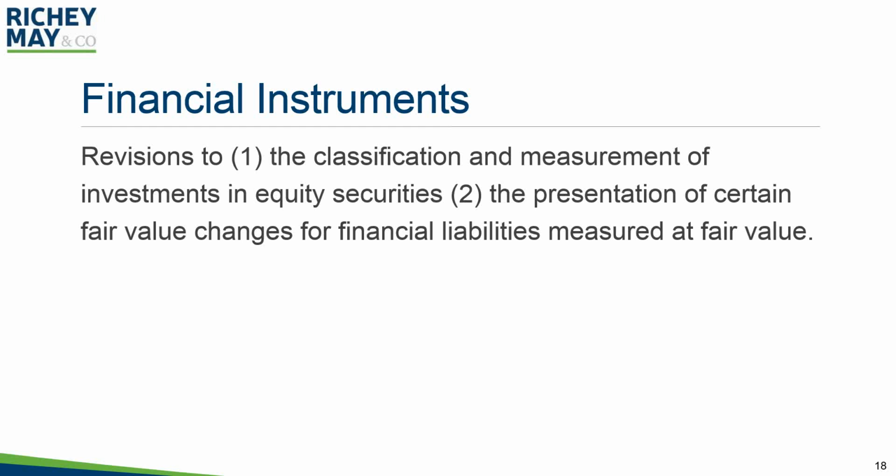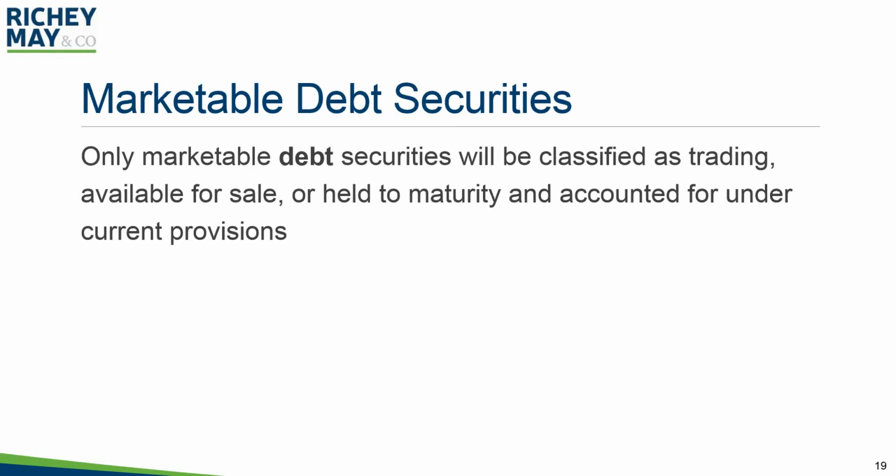So the financial instruments revisions are to, first, the classification and measurement of investments in equity securities, and then the presentation of certain fair value changes for financial liabilities measured at fair value. So marketable debt securities, only marketable debt securities will be classified as trading, available for sale, or held to maturity and accounted for under current provisions. So marketable debt securities, nothing's going to change in relation to those three classifications.